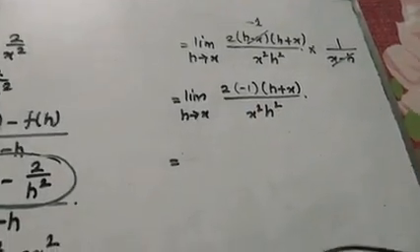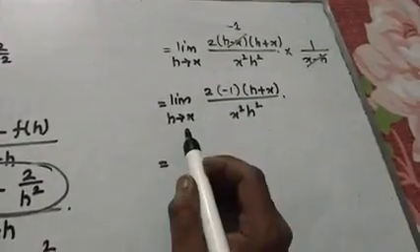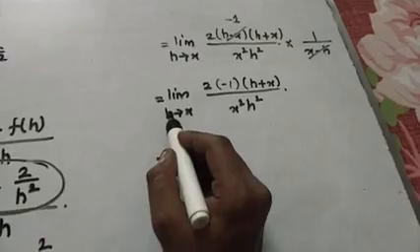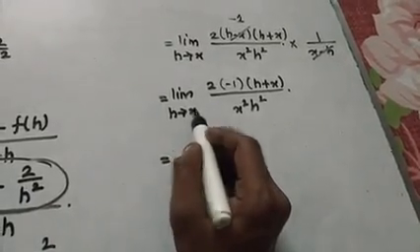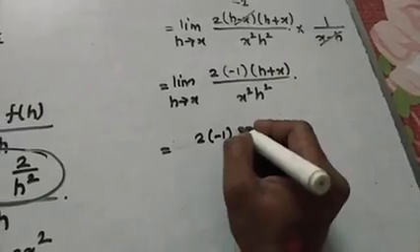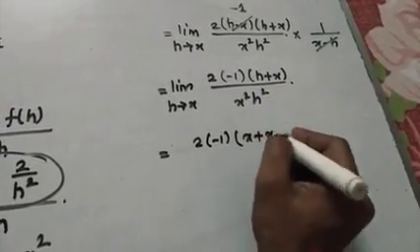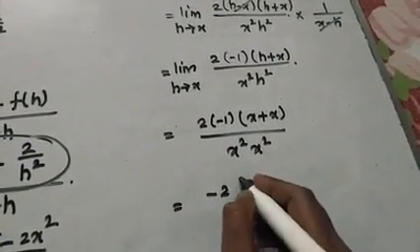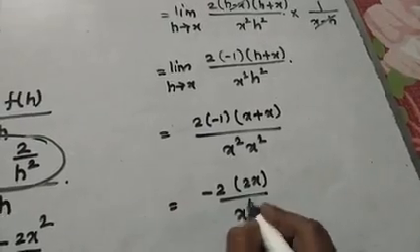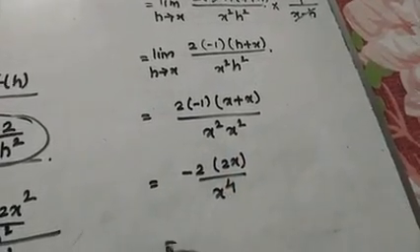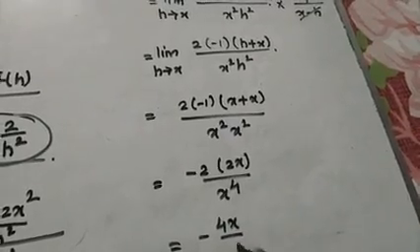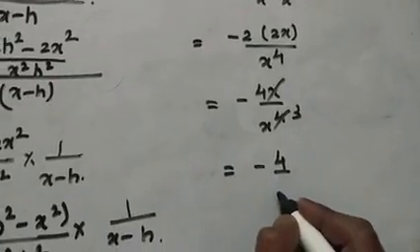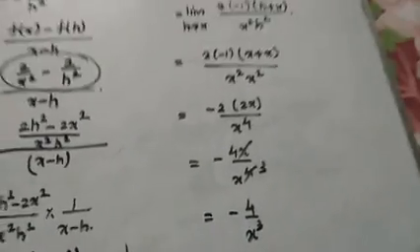Now let us put the limit value. Where is the limit going? H tending to x. That means in place of h, we are going to put x. Then x square into x square is x to the power 4, so minus 4x by x to the power 4. X cancels, and it remains cube. So finally the answer is minus 4 by x cube. So this is your full solution.